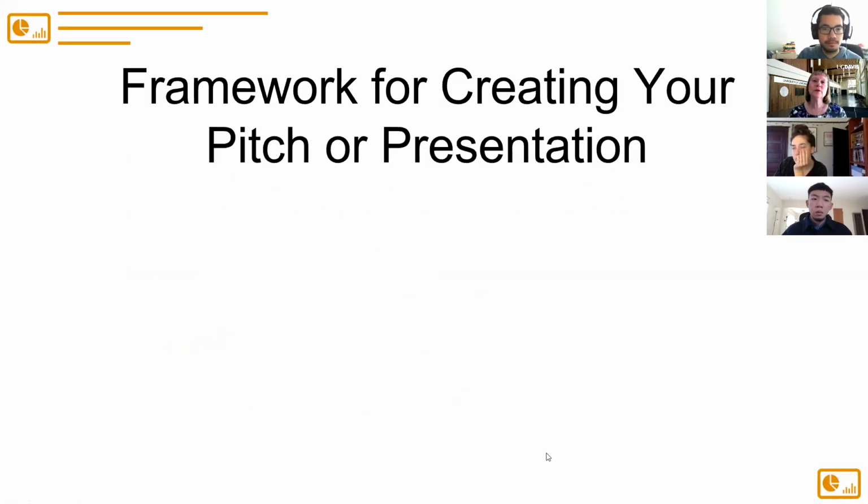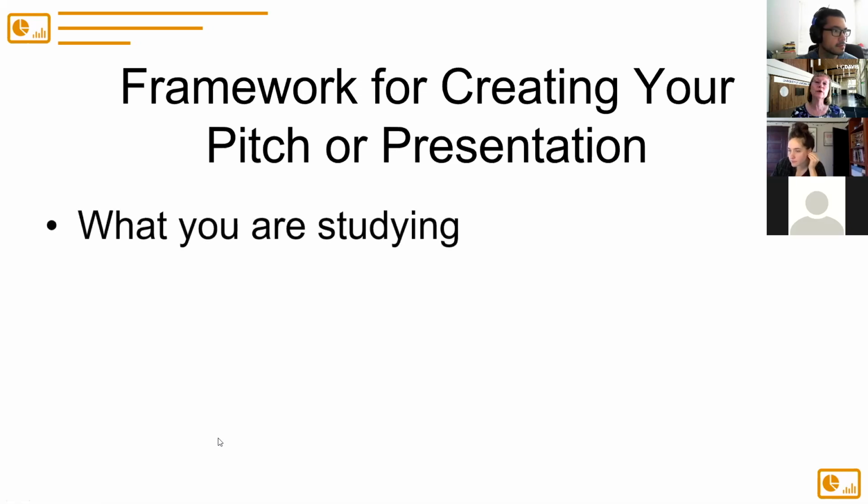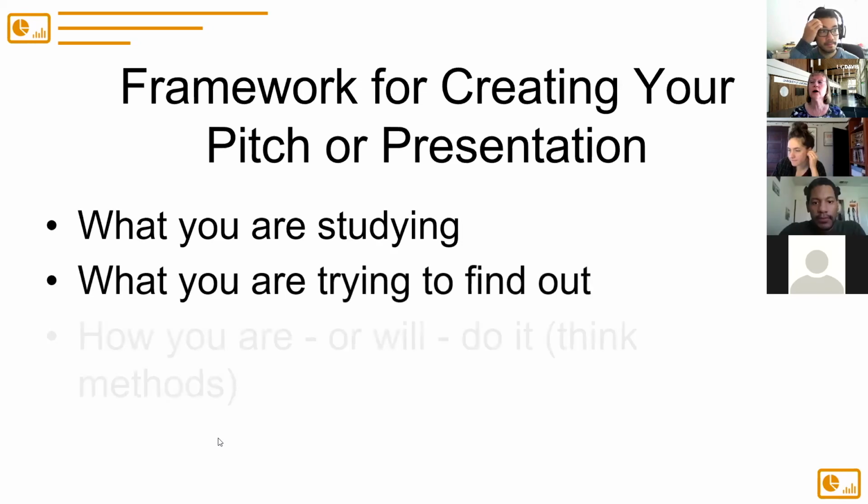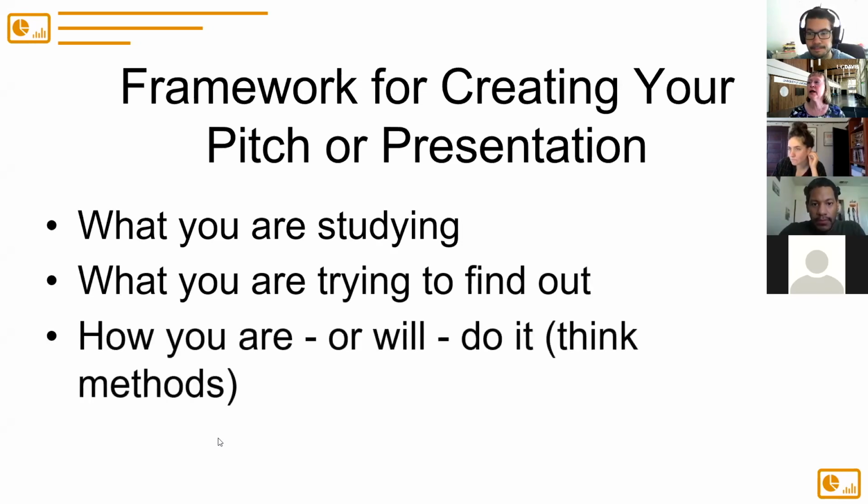And so, there's typically a framework for creating your pitch or presentation. And again, this workshop's all purpose. Our ideas are that you could use this for anything from your elevator pitch to competing in Grad Slam, to a conference presentation, to just talking with your family, for instance, about what you do. The questions that we frame our presentations around are, what are you studying? What are you trying to find out? And how are you doing that, or will do that?